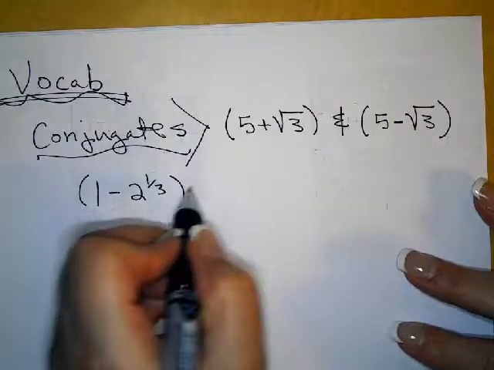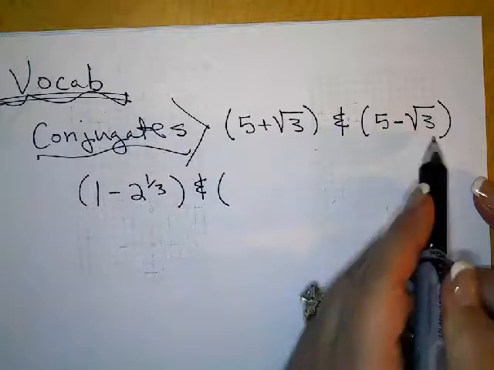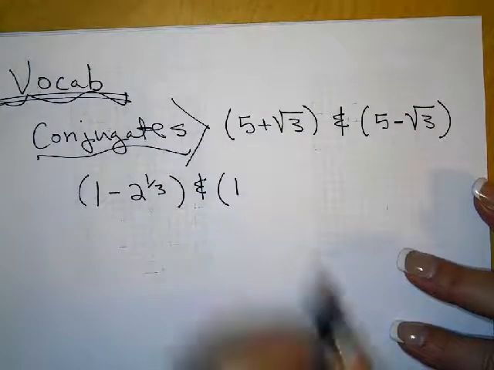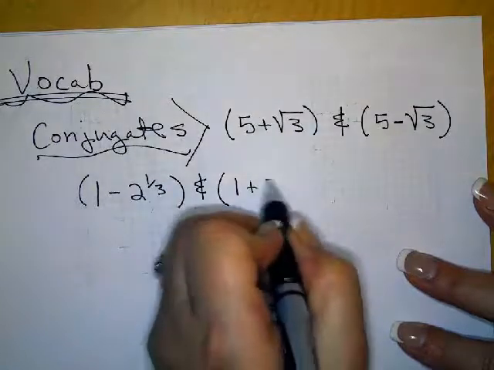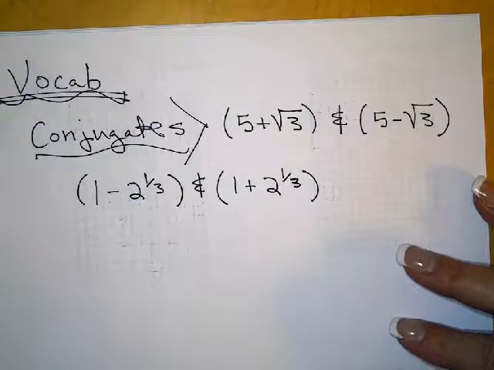Well, these are exactly the same. The only thing that differs is the sign. Yeah, so this would be a 1 plus 2 to the 1/3 power. Those are conjugates as well. The only thing that differs is the plus and the minus and the plus.